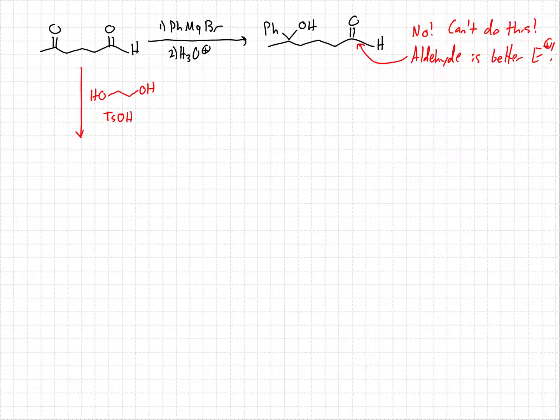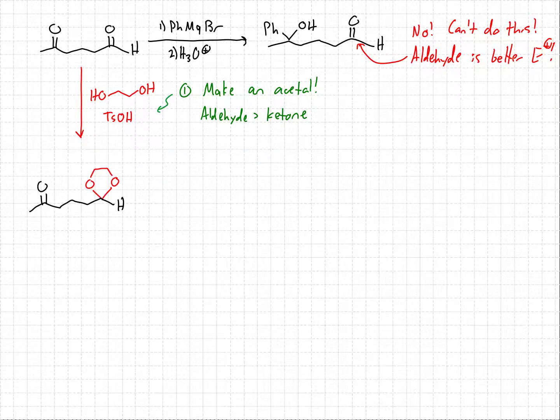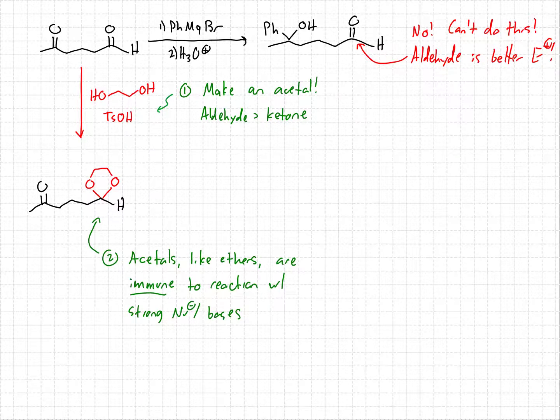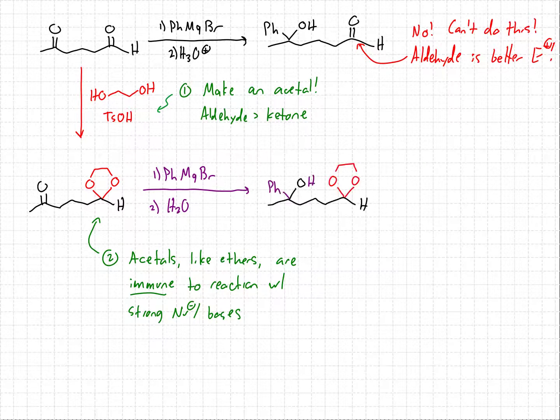So to solve this problem, I'm going to add ethylene glycol and toluene sulfonic acid, and I'm going to make an acetal. Now the reason why I want to do this is because the aldehyde is going to react much, much faster than the ketone, so I can selectively form the acetal of the aldehyde. Now once I've done this, this acetal is essentially sort of a strange-looking ether, and much like ethers, this compound is going to be immune to reactions with strong nucleophiles or bases. So now what I can do is add my Grignard reagent followed by water for workup.